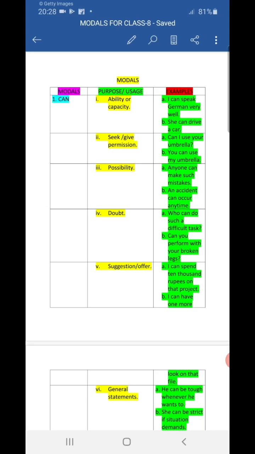Next one, purpose is possibility. Example number A, anyone can make such mistakes. So it is possible that anyone can make mistakes of a type, or mistakes in general.